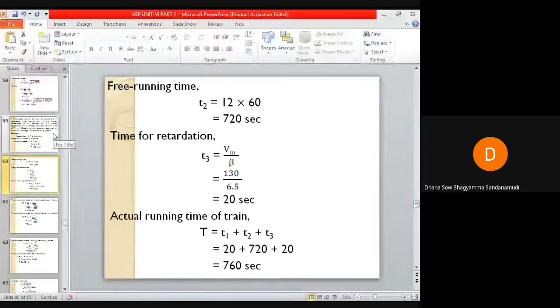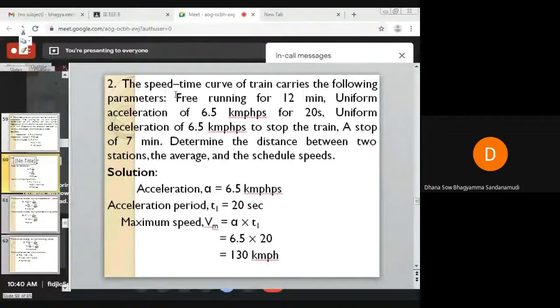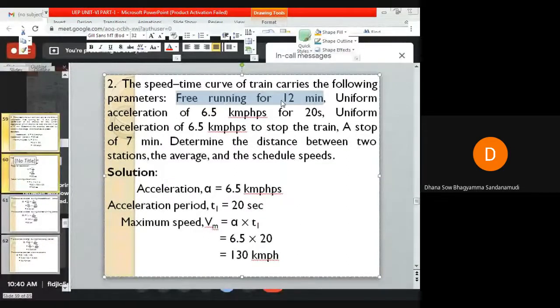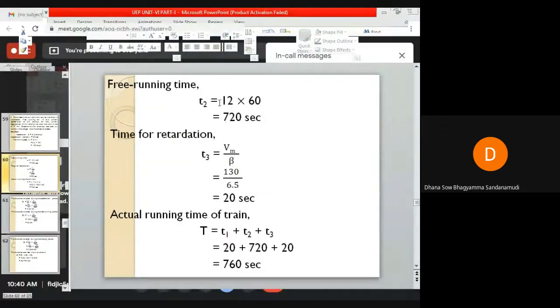In the given problem, free running for 12 minutes is given. The running period is already given in minutes, so you just convert that into seconds. So 12 into 60. The free running time T2 is equal to 12 into 60, that is 720 seconds.